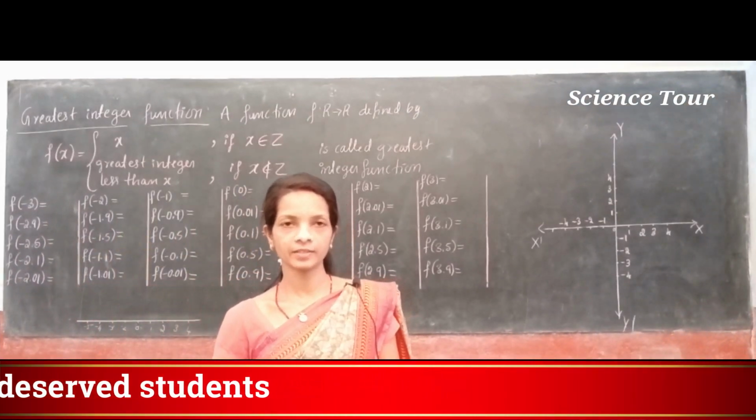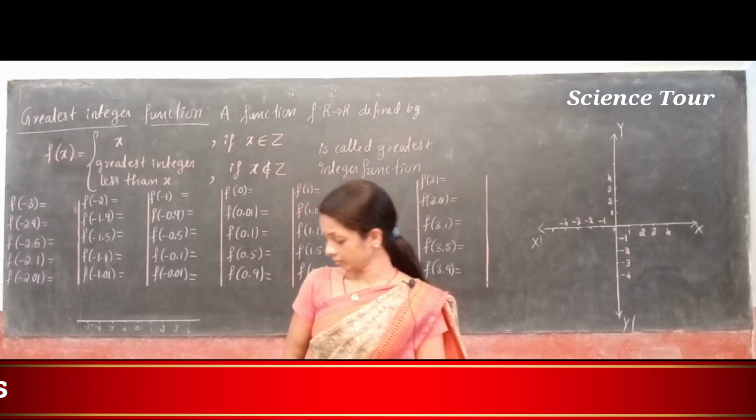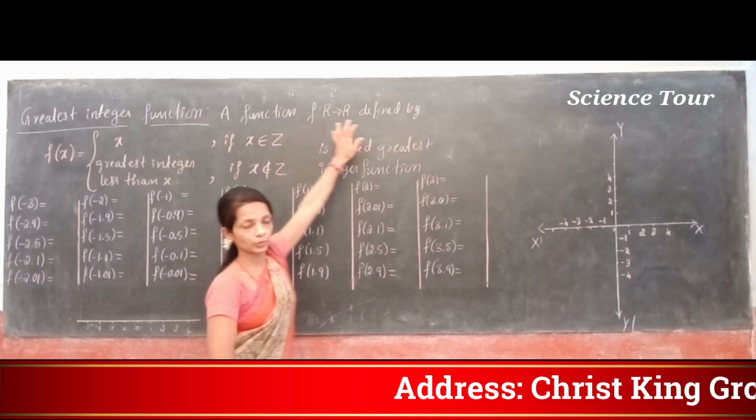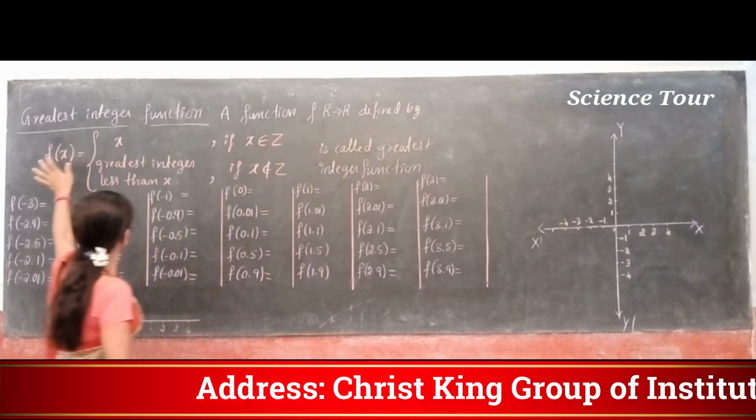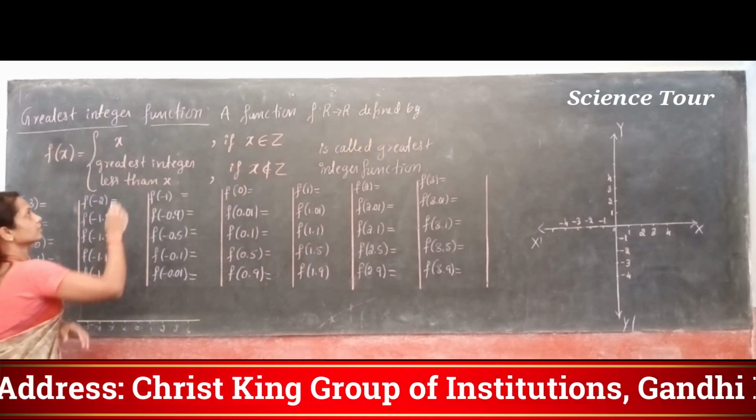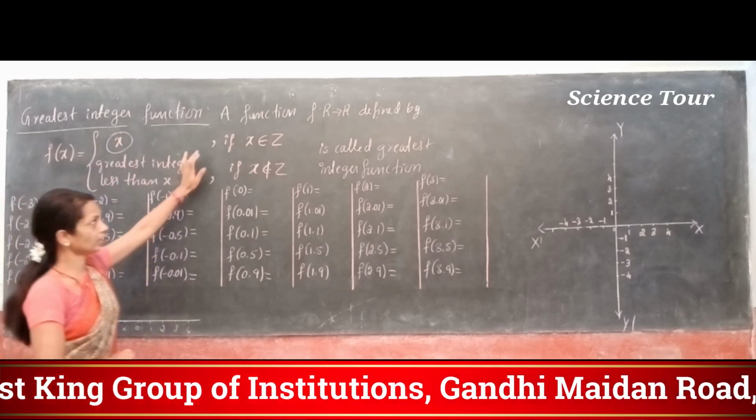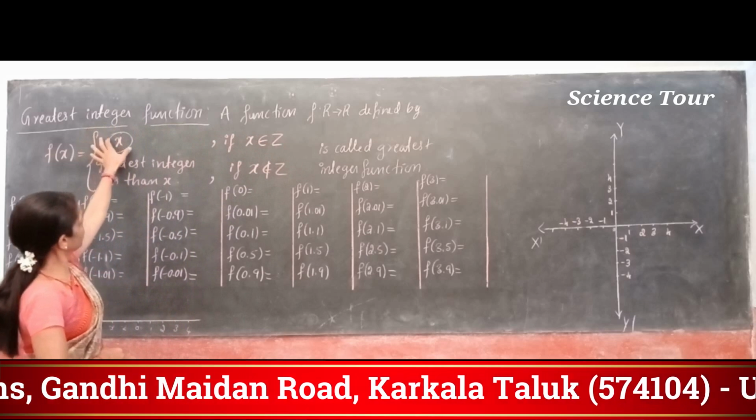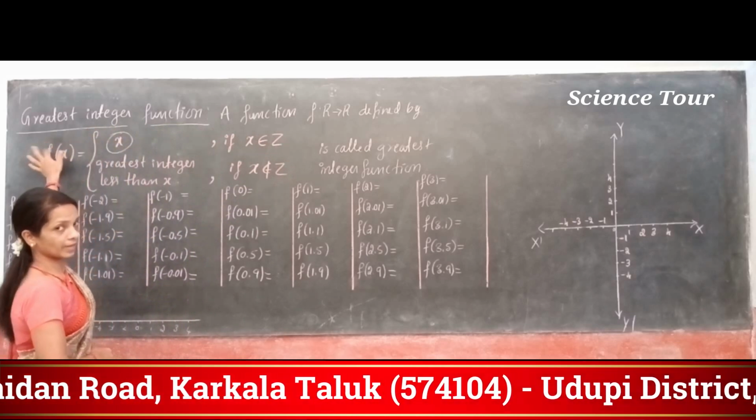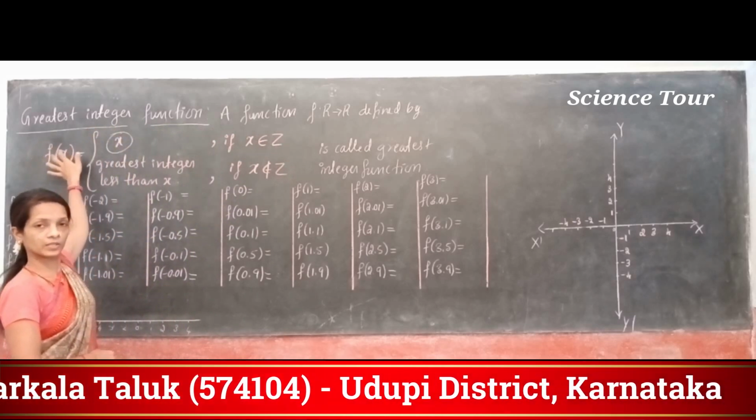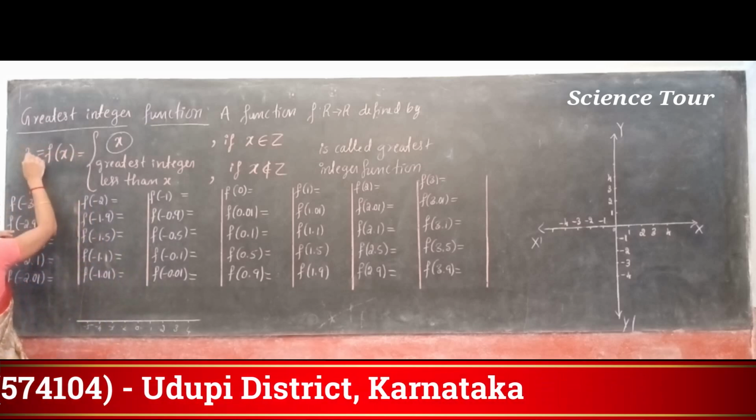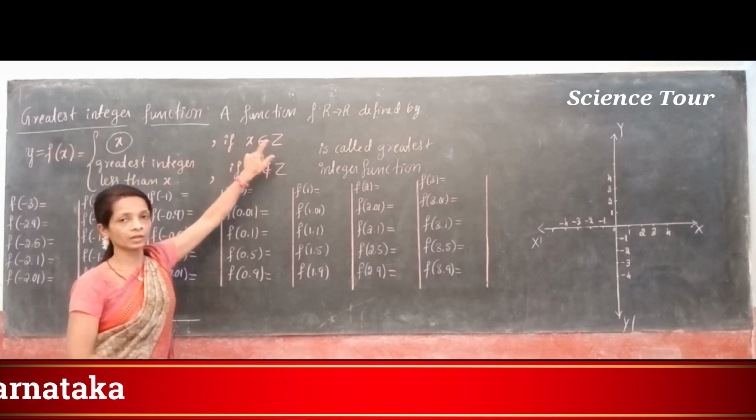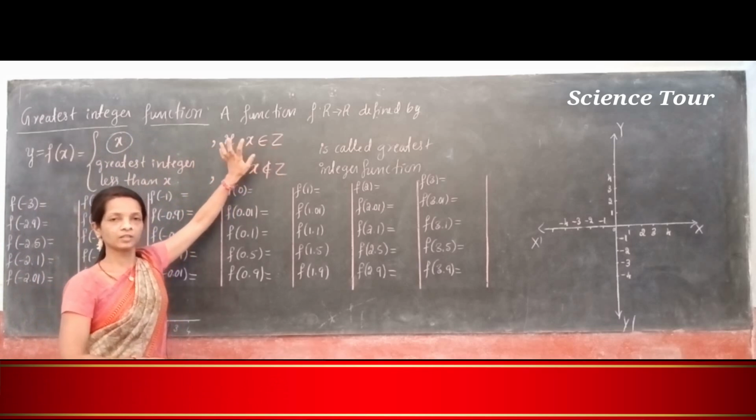Next function is the greatest integer function. That function is defined in this way. A function f from R to R defined by f of x equal to x, if x belongs to Z, means if x is an integer. That only will be the y value. Always we take f of x as the y value. So y is equal to x only if x is an integer.